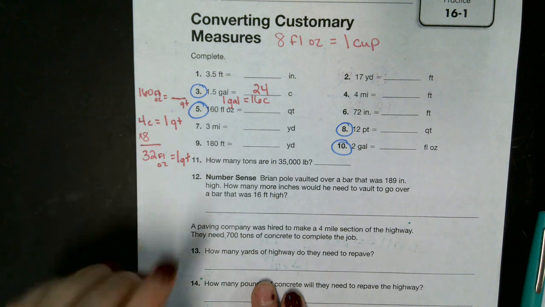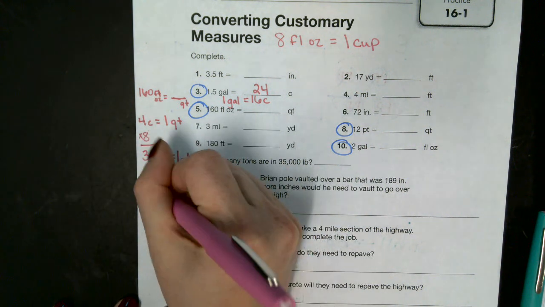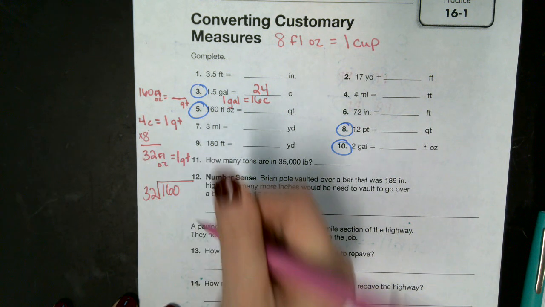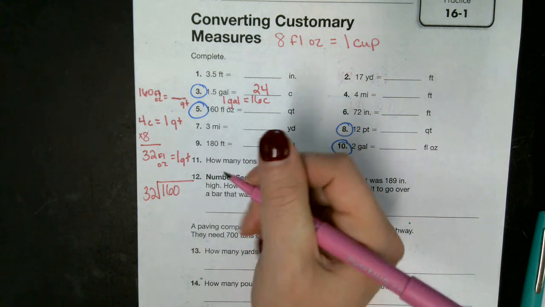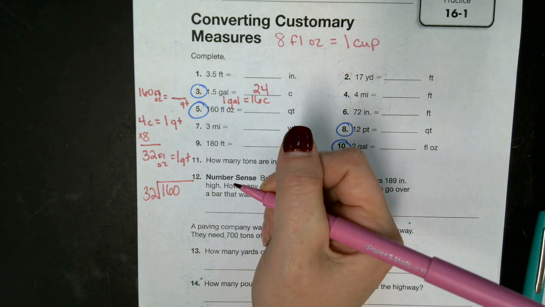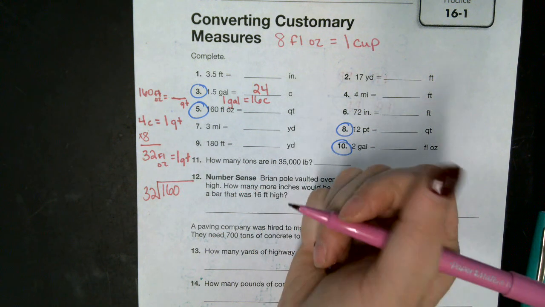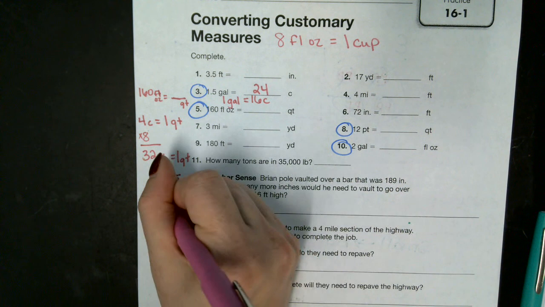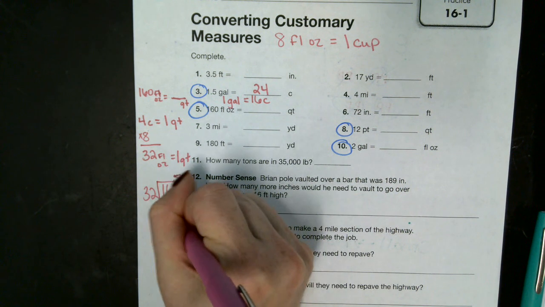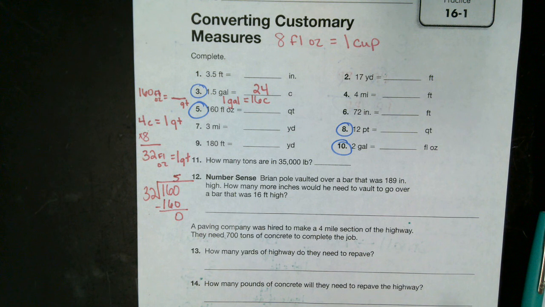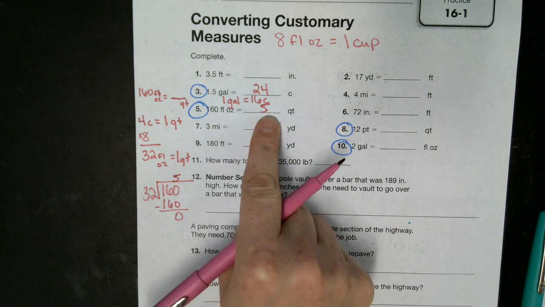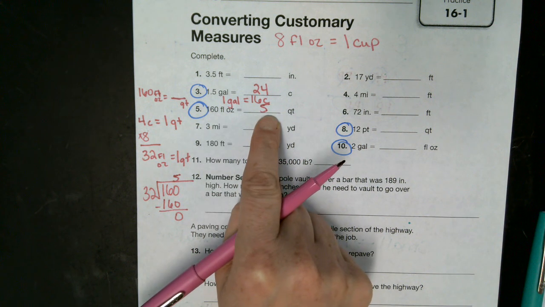Why are we dividing? Because we're going small to big. So 160, divided by 32. 32 into 1, nope. 32 into 16, no. 32 into 160, yes. How many times? 5. 5 times 32 is what? 160. So there are 5 quarts. 160 fluid ounces is 5 quarts.